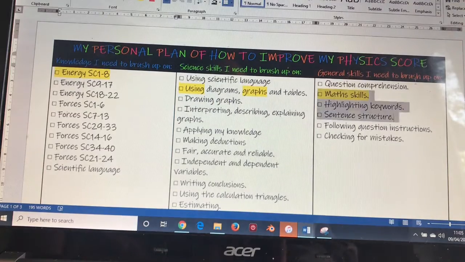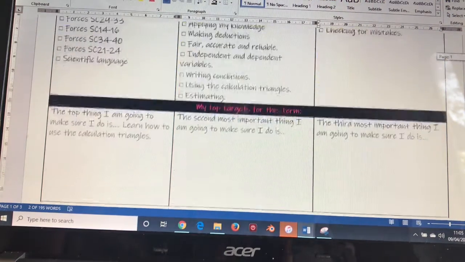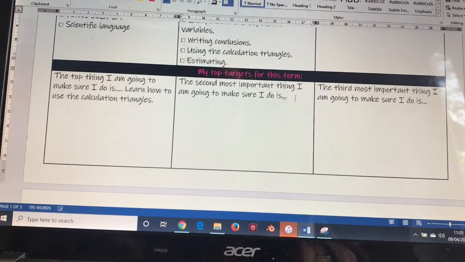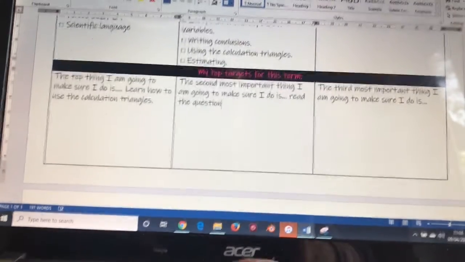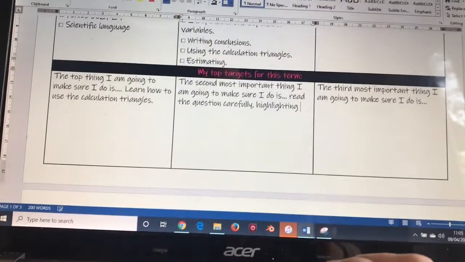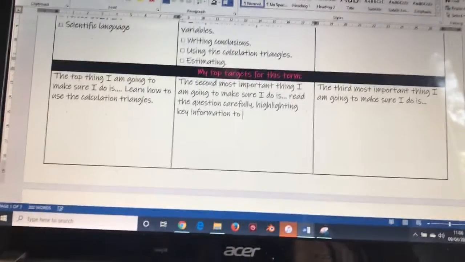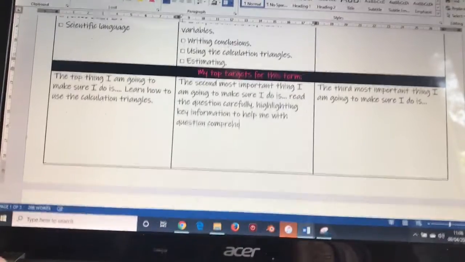The last place your targets could come from is, of course, they could come from here. So let's say that actually you're really quite good at science, but your question comprehension isn't great, then that's going to be a target for us. So let's say the second most important thing I'm going to make sure I do is read the question carefully, highlighting key information to help me with question comprehension.